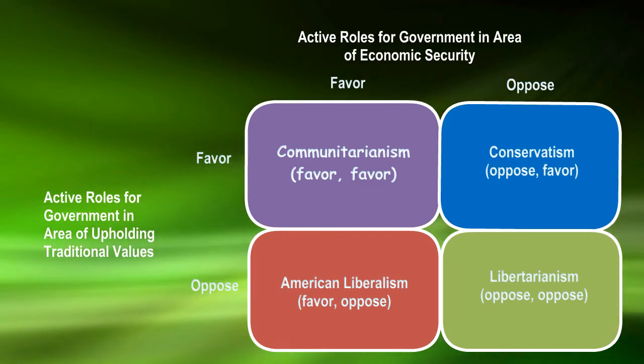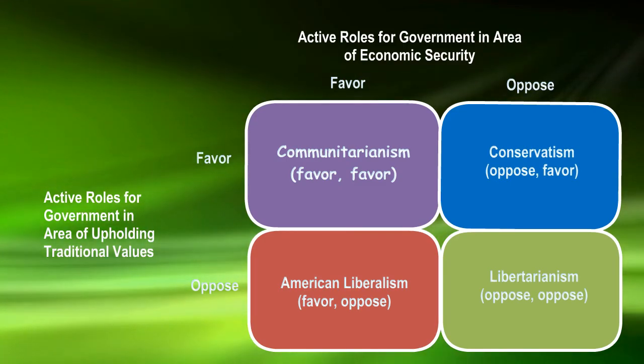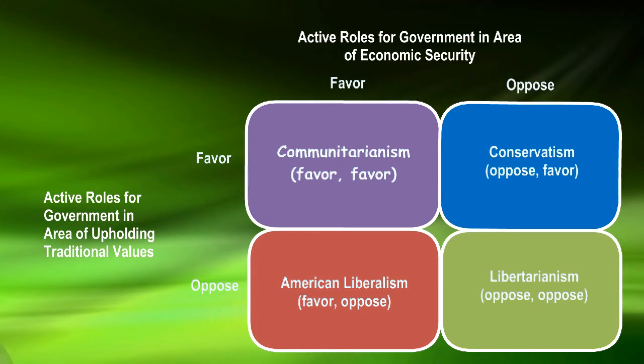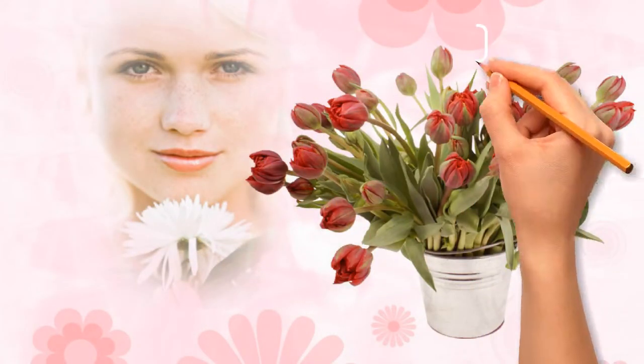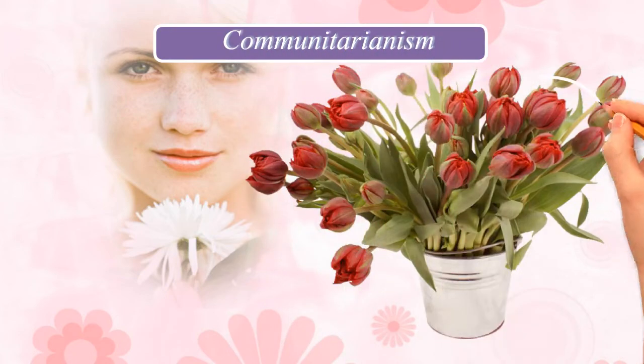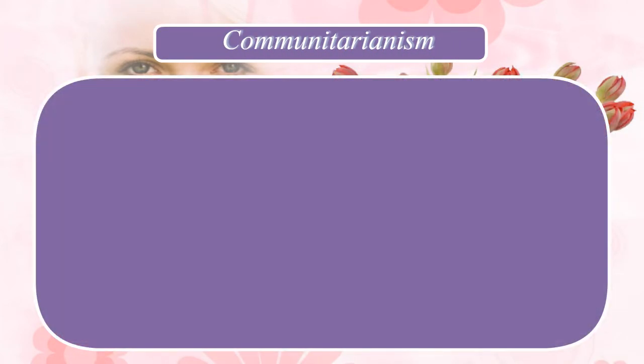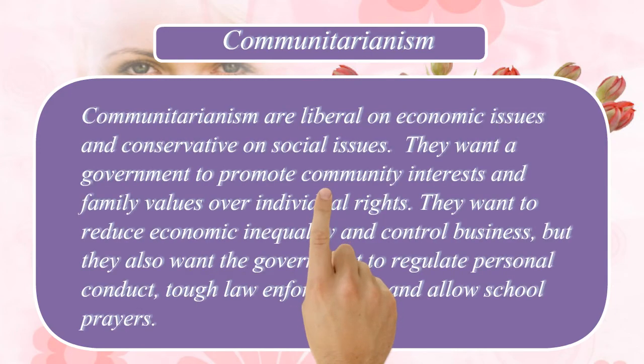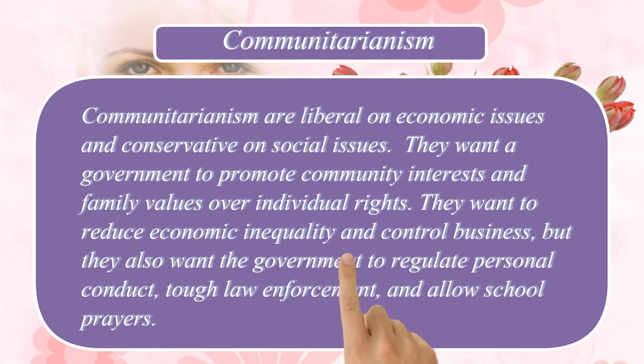Based on these criteria, you can see what each ideology stands for. Next, we will provide a profile for each ideology. Communitarians are liberal on economic issues and conservative on social issues. They want a government to promote community interests and family values over individual rights. They want to reduce economic inequality and control business, but they also want the government to regulate personal conduct, tough law enforcement, and allow school prayers.